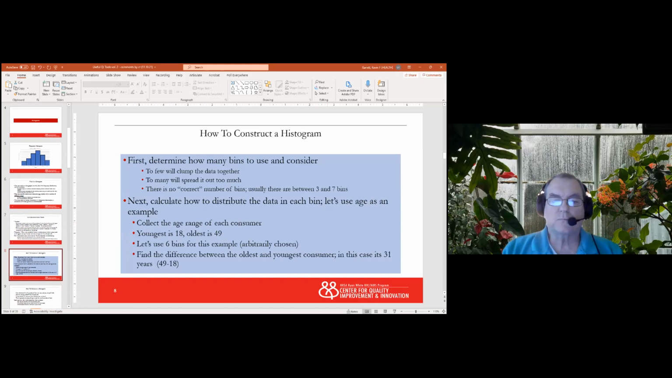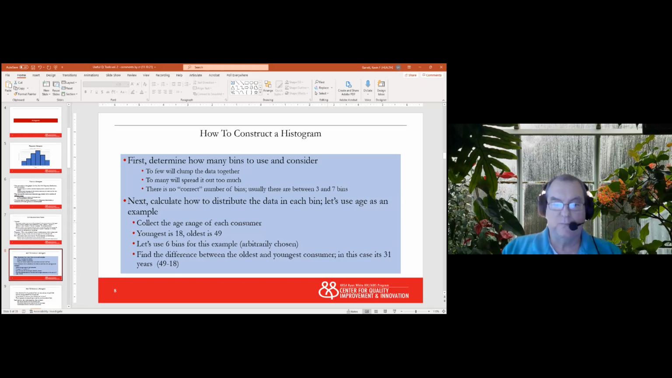I mentioned here there's no correct number and there's not. Common thinking says between 3 and 7. 2 really isn't going to tell you too much. 3 may start to tell you things. 7 is probably the maximum. If you stretch it out more than 7, you might not know what you're looking at, right? It may kind of spread the data out too much, so you don't really see a frequency that you're trying to analyze.